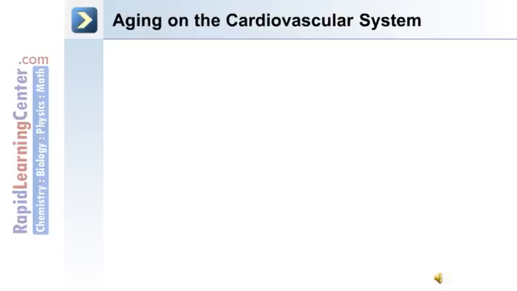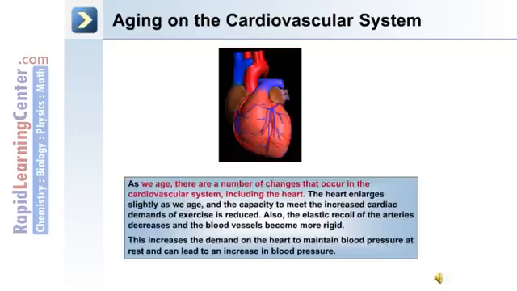The effects of aging on the cardiovascular system. As we age, there are a number of changes that occur in the cardiovascular system, including the heart. The heart itself enlarges slightly as we age, and the capacity to meet the increased cardiac demands of exercise is reduced. Also, the elastic recoil of the arteries decreases and the blood vessels become more rigid. This increases the demand on the heart to maintain blood pressure at rest and can lead to an increase in blood pressure.